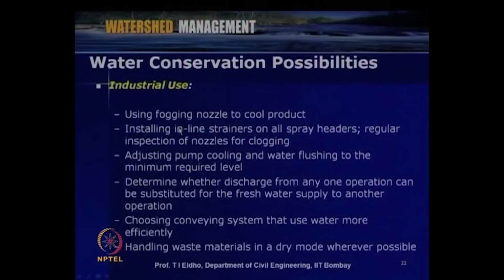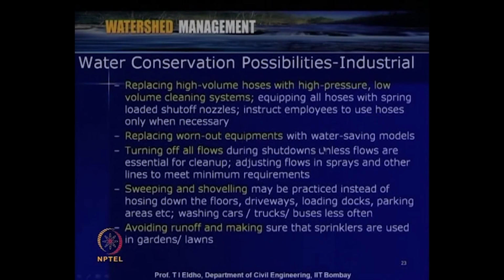So, when we look into industrial use, the water conservation possibilities include some of the possibilities I have listed here, like using fogging nozzle to cool products instead of water, then installing inline strainers on all spray headers, regular inspection of nozzles for clogging, then adjusting pump cooling and water flushing to the minimum required level, then determining whether discharge from any one operation can be substituted for the fresh water supply to another operation, and choosing conveying systems that use water more efficiently, and handling waste material in a dry mode wherever possible. So, these are some of the ways water conservation is possible in various industries.